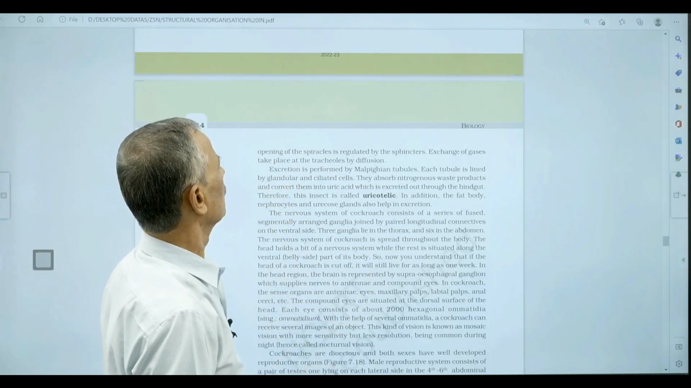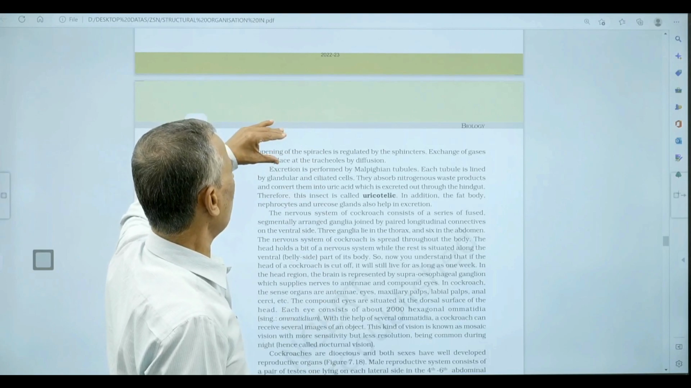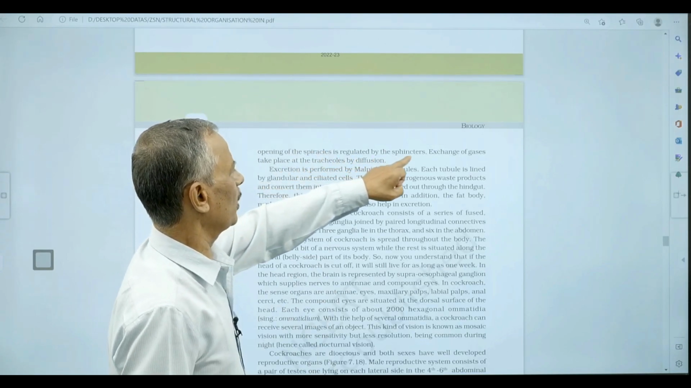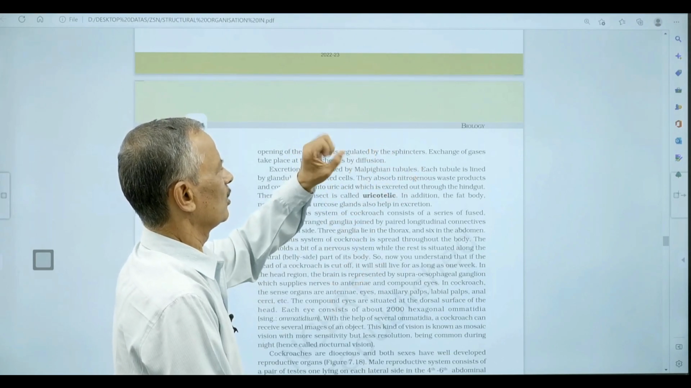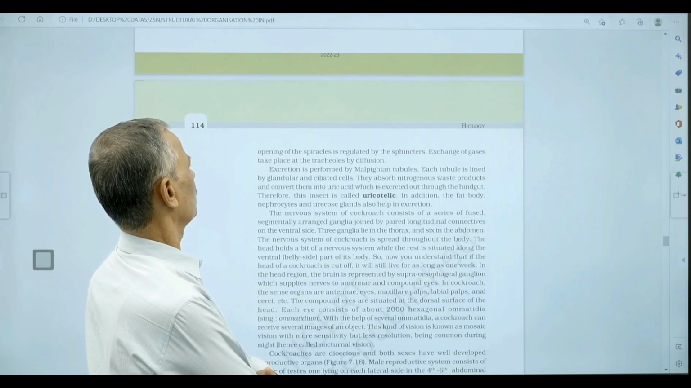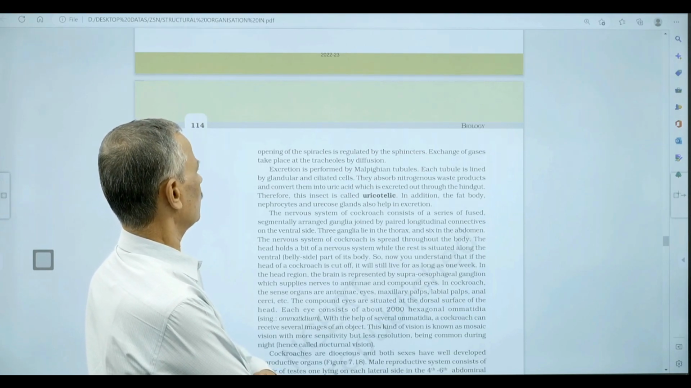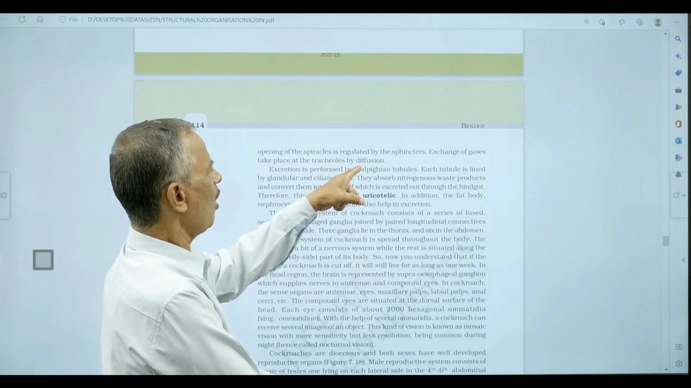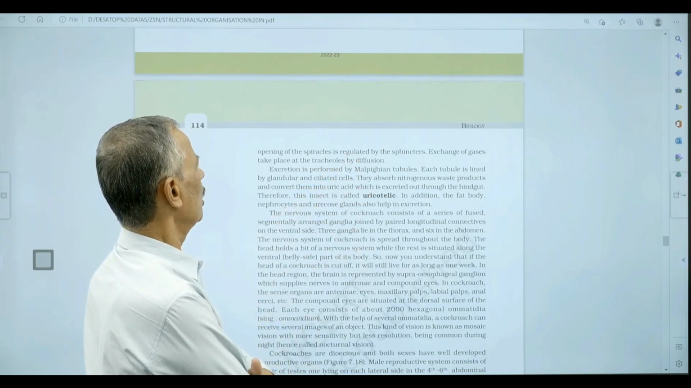The closing and opening of the spiracles, the openings on the sides, are regulated by sphincters, circular muscles that act as valves. And the exchange of gases takes place at the end of the tracheoles, which are thin-walled, by simple diffusion.